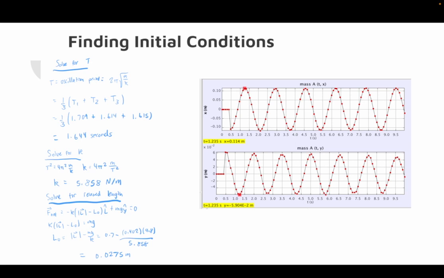So we want to find the spring constant. To do that, we'll first find the oscillation period. So I took the 3 different periods and divided by 3 to get an average of 1.644 seconds. And then I solved for k using this equation, T squared equals 4 pi squared times m divided by k. And I found this. And then I solved for the relaxed length, which was 0.0275 meters.